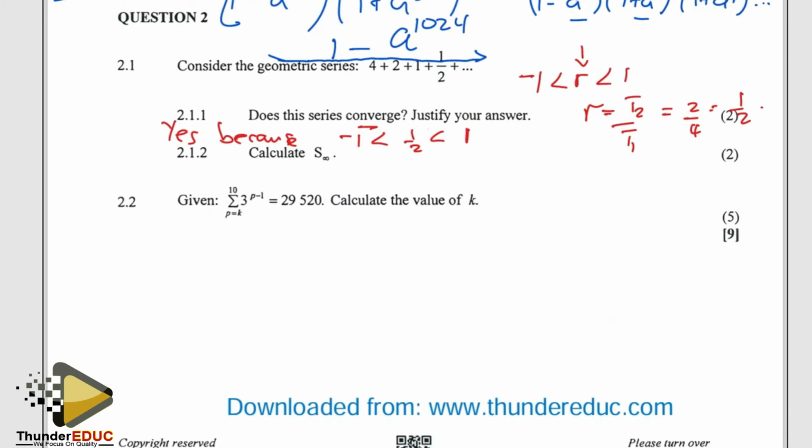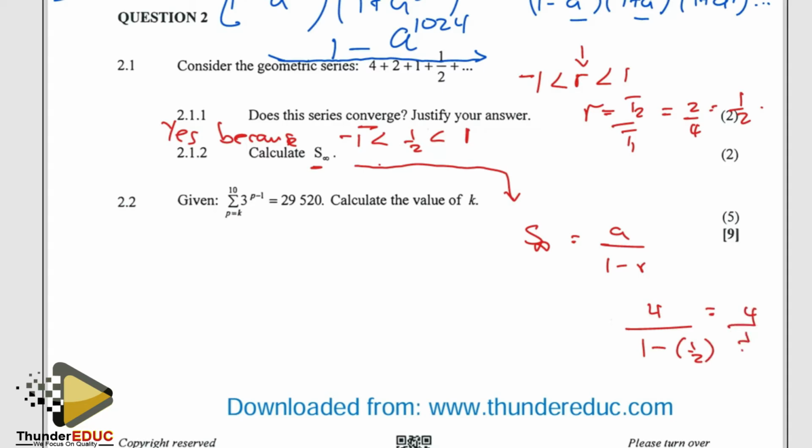And then 2.1.2, they're asking for the sum to infinity. Now, this was just an indication. The moment they ask for sum to infinity, it means the previous answer was meant to be a yes, and you just give a reason. So for sum to infinity, we know the formula is a, the first term, over 1 minus r. Our first term is 4 divided by 1 minus the common ratio, which is a half. So that's 4 divided by a half, and our answer is 8 straight away. So those are 2 marks as well.